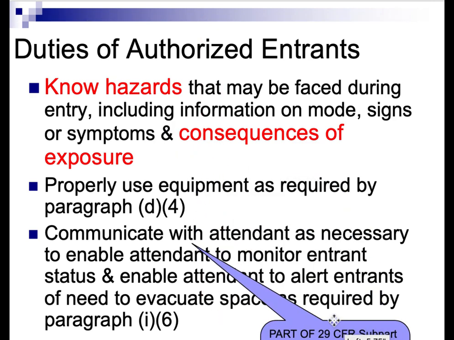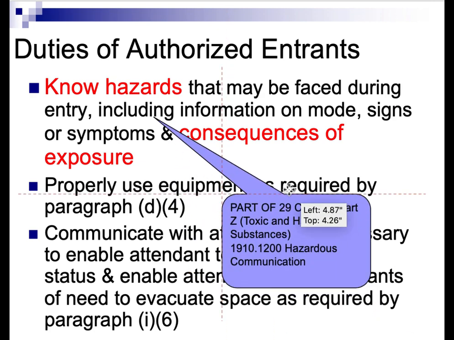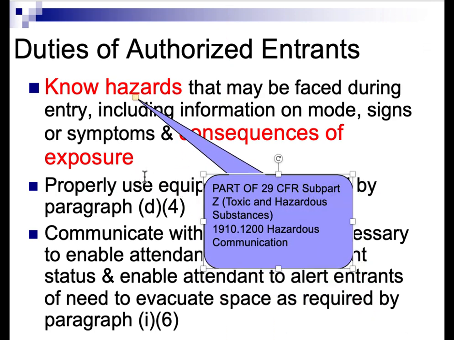So we talked about the attendee. Now we need to talk about the entrant. The entrant is the person who enters the confined space, and they're faced with the most danger. Again, as part of hazard communication, they need to know the signs and symptoms of what it may feel like if they're starting to get negative effects from the atmosphere that they're in. They need to be properly trained on their equipment and have methods to communicate with the person who is attending. And so knowing the hazards is part of the hazard communication standard.